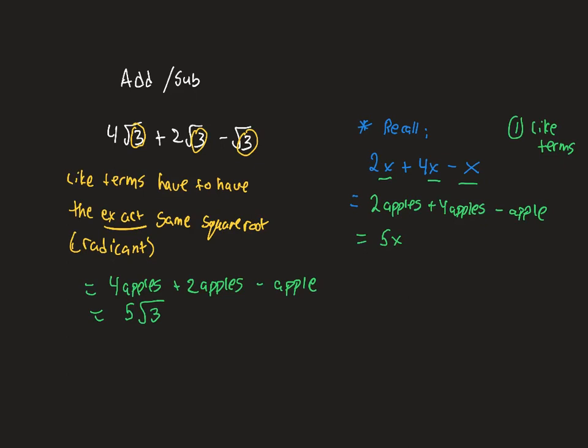On the other hand, if I gave you 2x plus 4x squared, these are not like terms because here you have an x, here you also have an x, but it has a squared. This one does not. So these are not like terms. This would be the same thing as saying 2 apples plus 4 bananas.